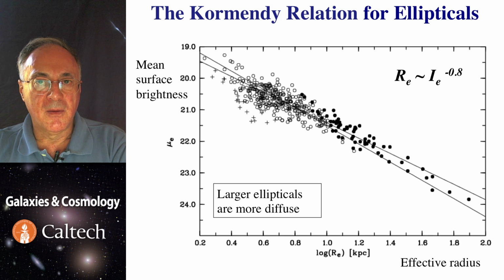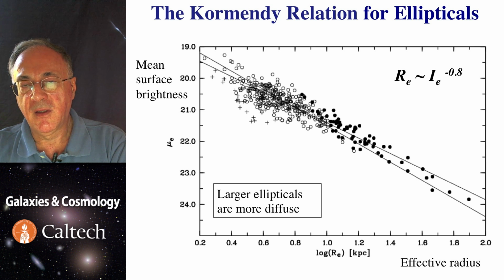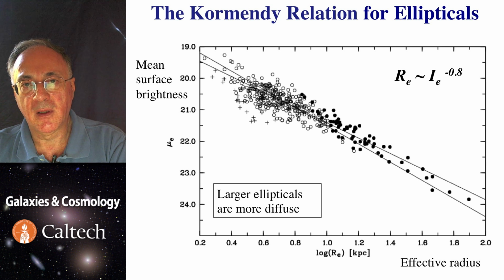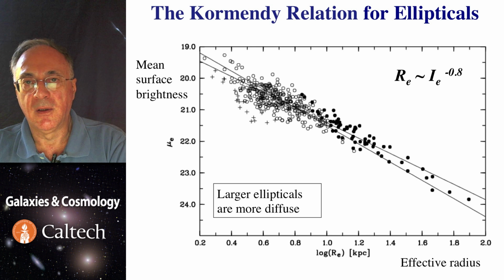The other ingredient for elliptical galaxies is the so-called Kormendy relation, which relates the effective radii of galaxies with their mean surface brightness. It goes in the sense of mean surface brightness being smaller for the larger, therefore also more luminous, ellipticals. This is reflected also in the fact that the more luminous, larger ones tend to have more diffuse surface brightness profiles.